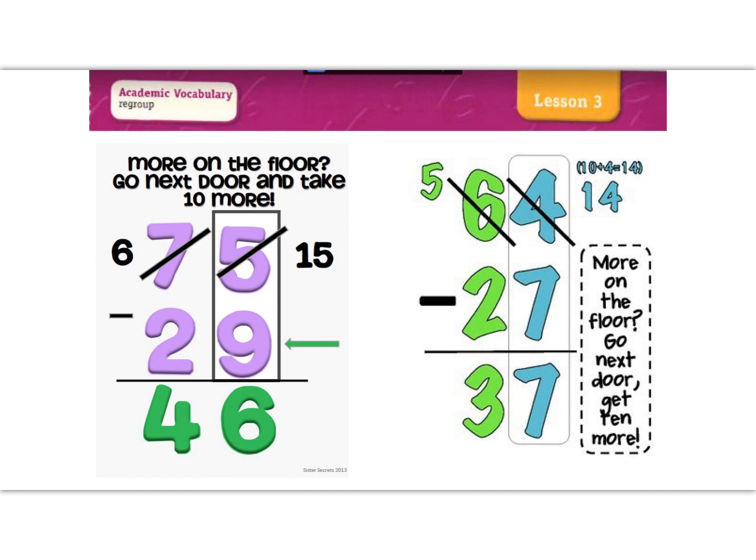Again, right here, another example, 64 minus 27. Well, 4 minus 7 we can't do. There's more on the floor, so we need to go next door and take 10 more. So instead of 6 10s, we only have 5 10s. We're going to bring a 10 over here. 10 plus 4 is 14. So then you do 14 minus 7 is 7. And then you do 5 minus 2 is 3. So that's how we get those answers when we have to regroup with subtraction.